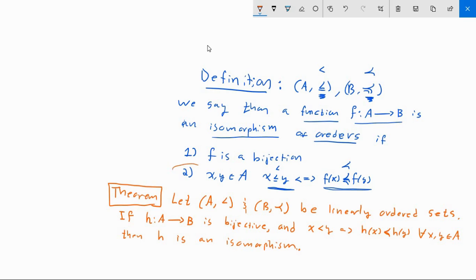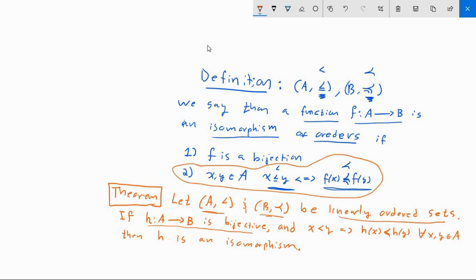And in this case, we actually find that the second condition on an isomorphism is a bit overpowered for the case of strict orders. What I mean by this is the following theorem. If I have sets A and B, which are linearly ordered sets, meaning they each come with their own order, and in this case we're assuming that order to be strict, and if we do have a bijective function h between the sets, such that x less than y implies h of x less than h of y for all x and y in A, then it's the case that h is an isomorphism. So what we're saying is that it's enough to have one direction and not necessarily the other.